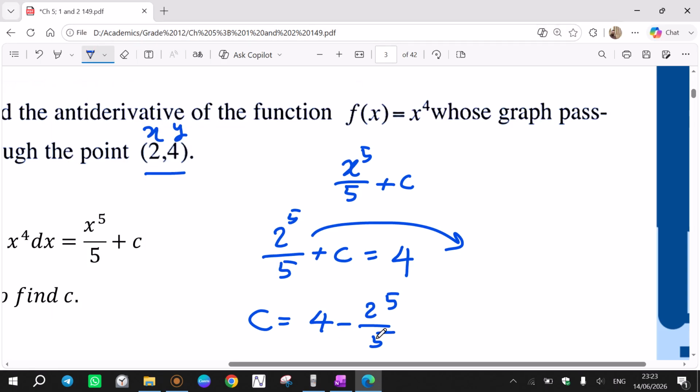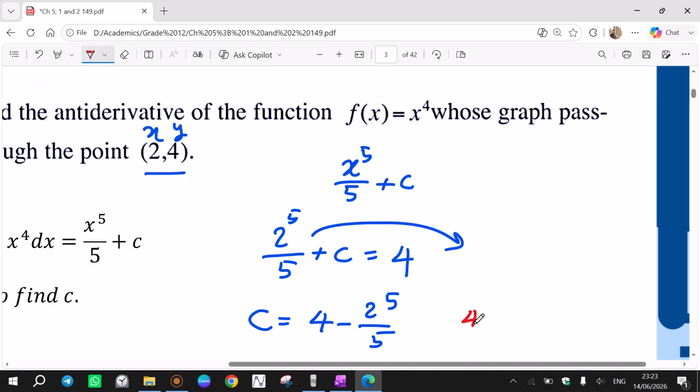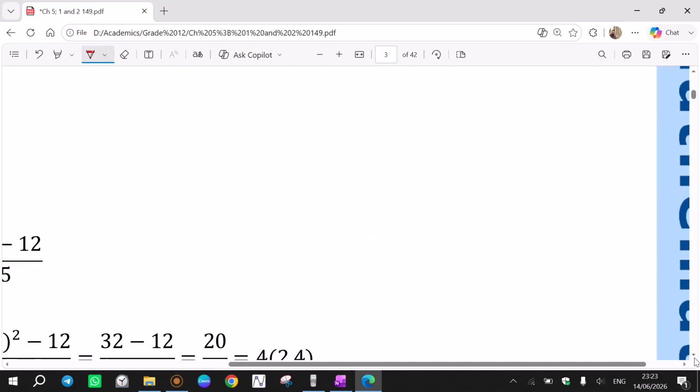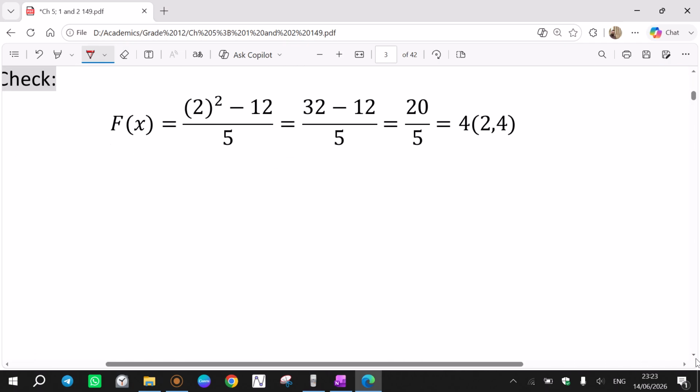But you can write this in your own calculator this way. See, the way your calculator understands is like this. You write 4 minus bracket 2 power 5 divide by 5. Once you press equal, you will get the same answer. Firstly, you get the answer as decimal, and if you press shift ABC, you can get the answer as fraction. And yeah, this is complete.